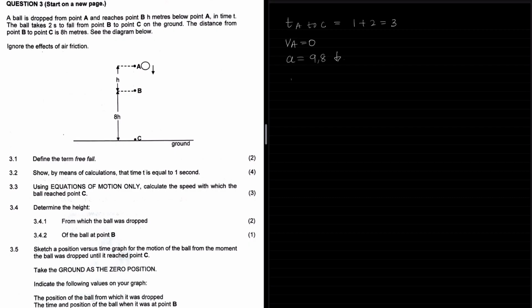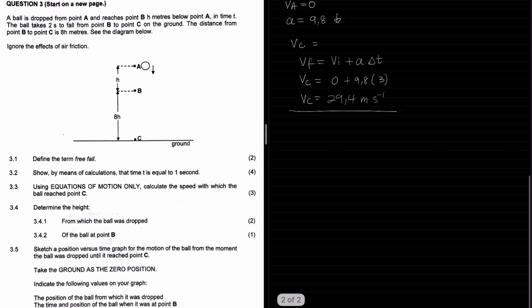So if I want to solve for the velocity at C, I can use the equation Vf is equal to Vi plus a times delta t. Vf is VC, that's 0 plus 9.8 times 3. So the velocity at C is 9.8 times 3, which is 29.4 meters per second. And calculate speed, fine.